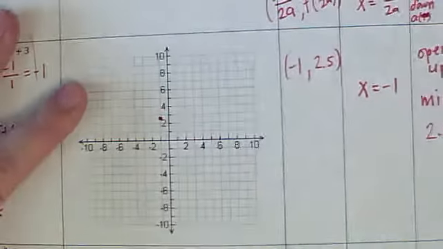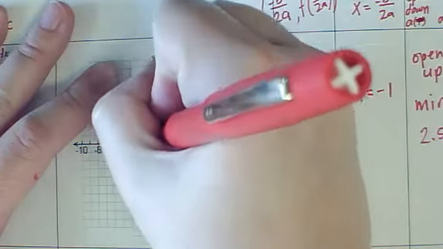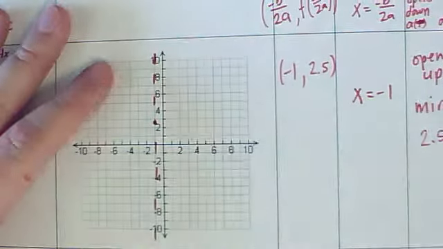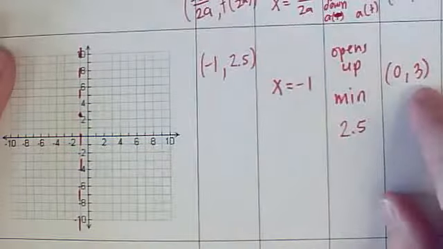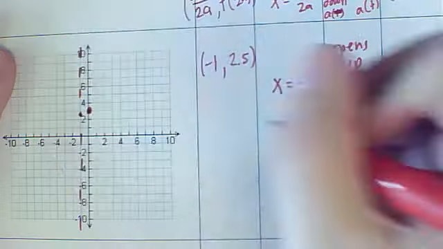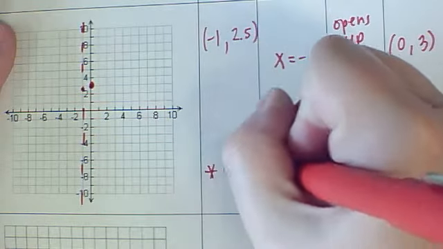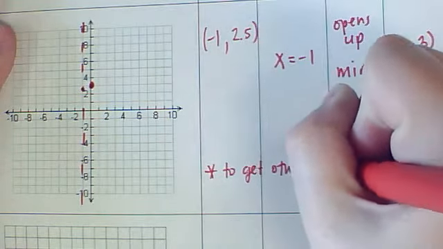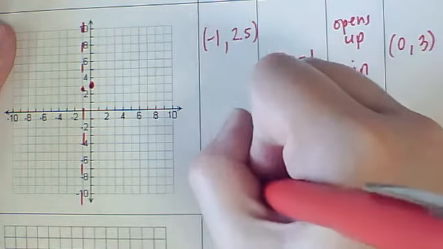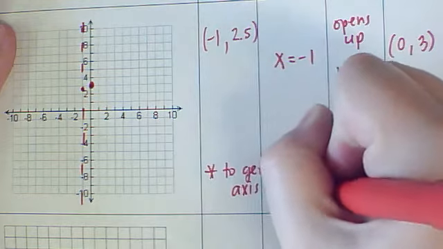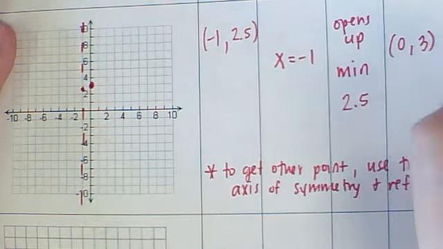So there's that value. I know that there's an axis of symmetry at -1, so I'm just going to put a dashed line. Okay, that tells us where we're going to have our reflection about. I have the y-intercept at (0, 3). Okay, and then to get the other point, I'm going to use the axis of symmetry and reflect the y-intercept.